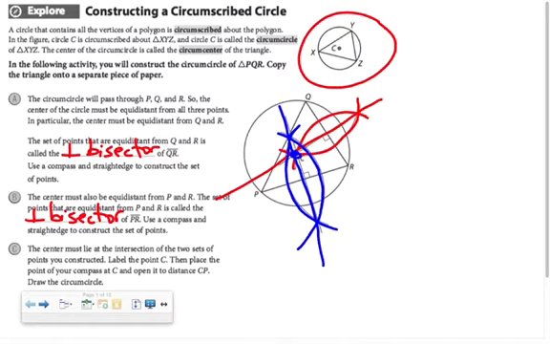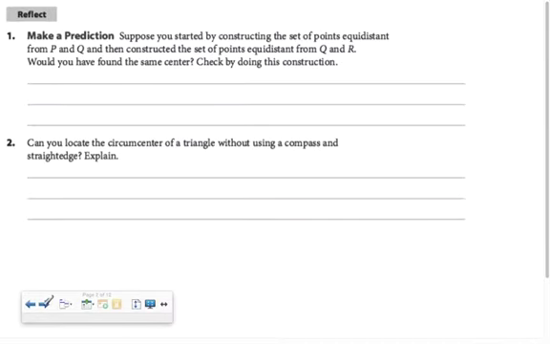Once I know where the center of the circle is, I can put the point of the compass at C, the center of the circle, and open it to the distance from C to P, and then just swing the arc to make the circle. So they're saying, suppose we started by constructing the set of points equidistant from P and Q, and then the set of points equidistant from Q and R. In other words, would I have something different if I had done the perpendicular bisector of PQ and the perpendicular bisector of QR? Well, let's take a look.